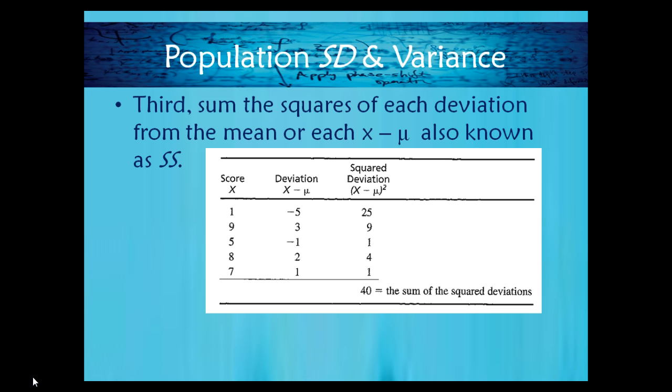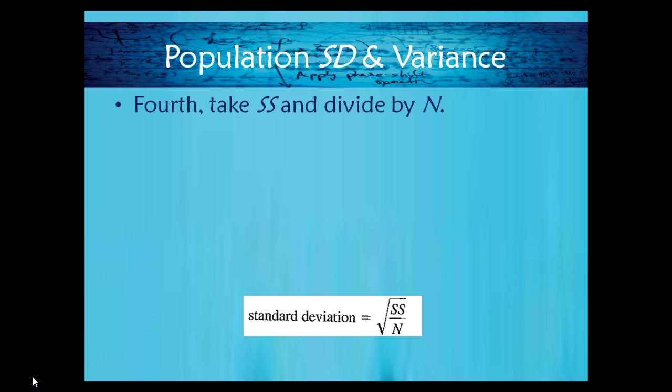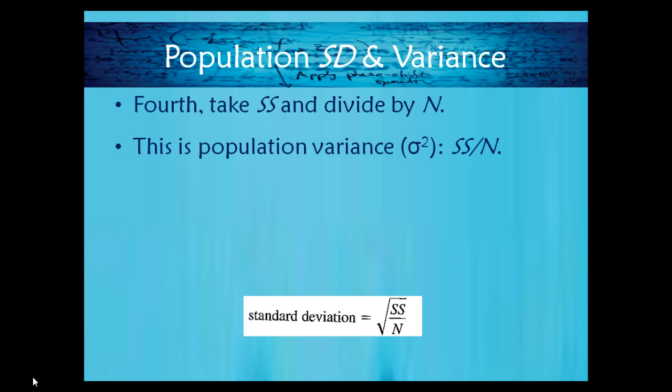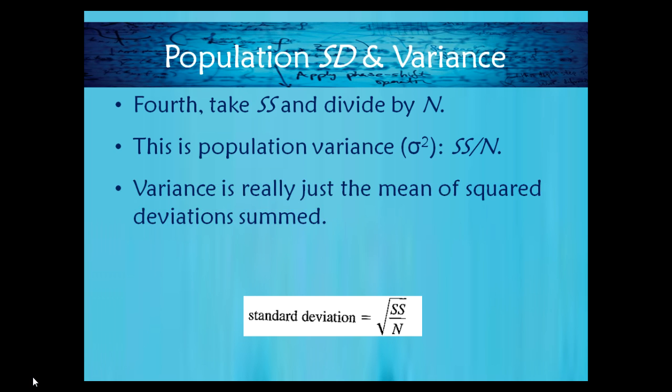To continue our calculation of standard deviation and variance, we take the sum of the squares of each deviation from the mean, or each x minus mu, also known as sums of squares. So we sum those values up. Then we take the sums of squares value and divide by n. This is the population variance. So sums of squares divided by n is your variance, or sigma squared.